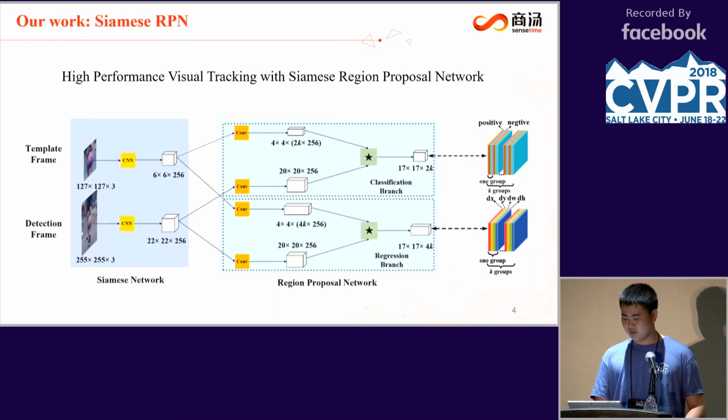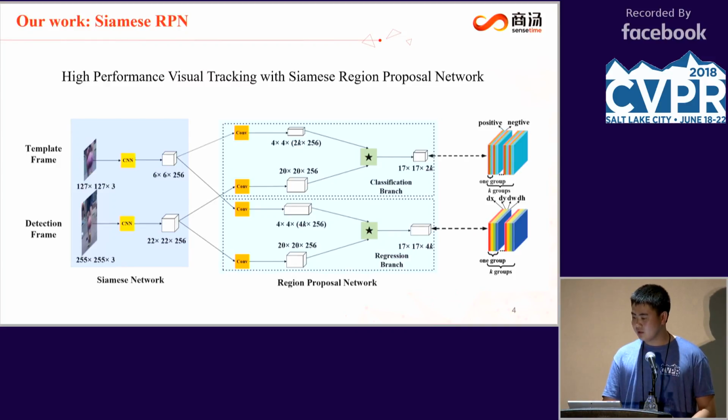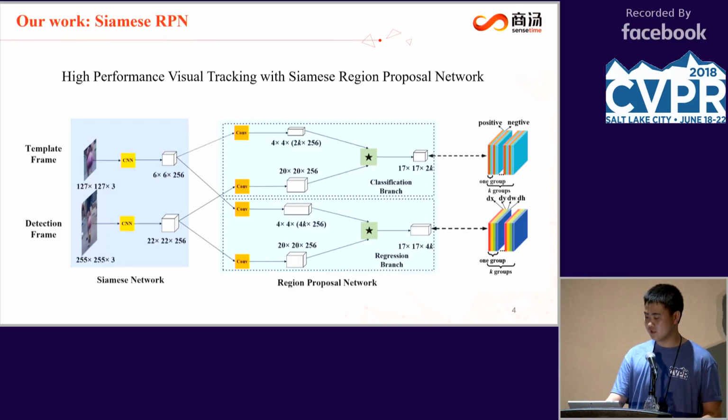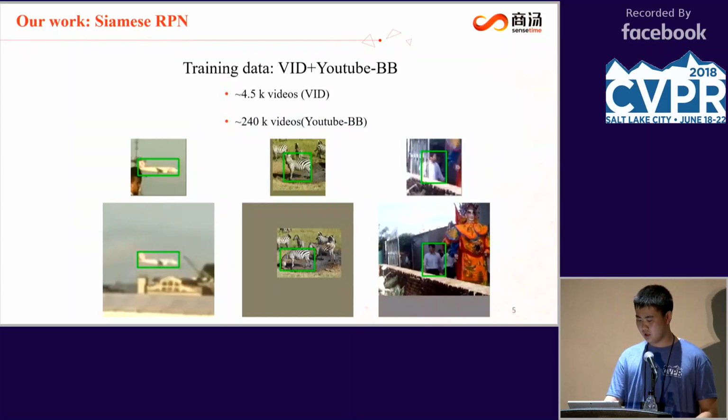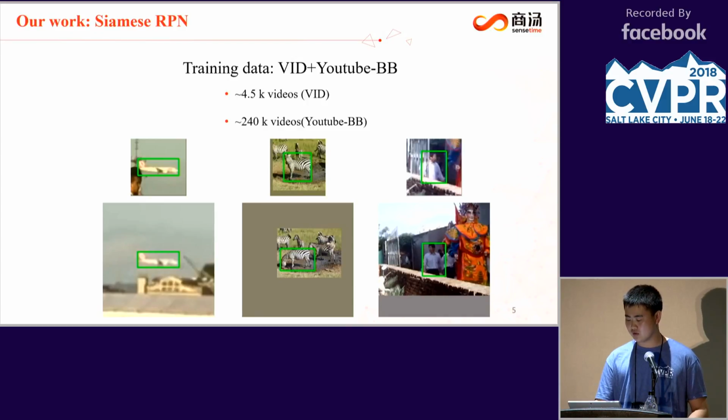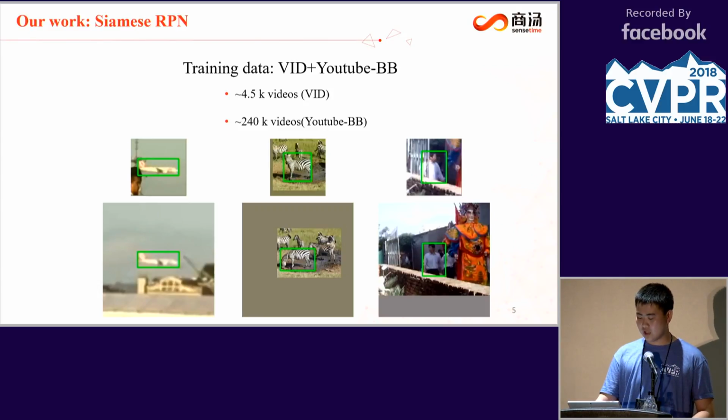And here is the main framework of Siamese RPN. It consists of Siamese subnetwork for feature extraction and region proposal network for proposal generation. And our network is trained end-to-end with large scale of image pairs extracted from both VID and YouTube bounding boxes. YouTube bounding boxes has 50 times more videos than VID, which is able to train our network much better.